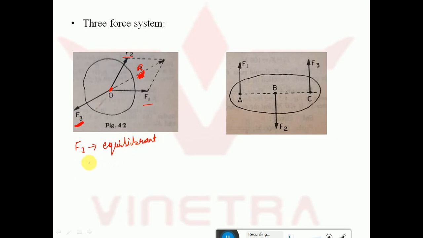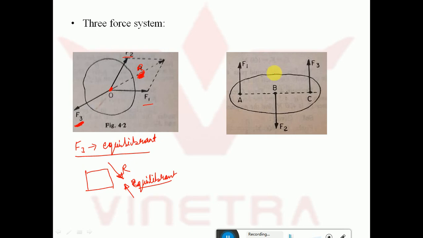equilibrant. We have already seen this definition in our previous classes, while solving problems on couple, where we found the location of the resultant. For this resultant we calculated the equilibrant. Kindly go back and have a glance at the problems on couple. Maybe in the fourth or fifth problem we solved this equilibrant.